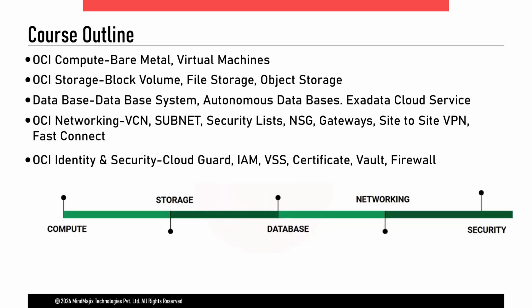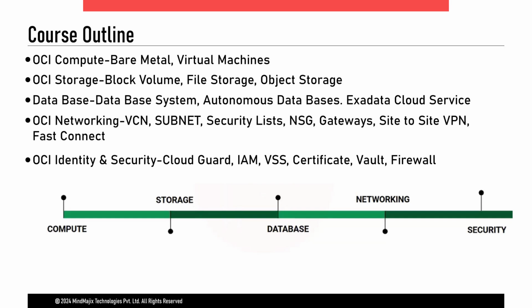So these are the major sections that will be covered. Basically, in Oracle Cloud Platform, we can focus on 5 major sections: first is compute, second is storage services, third is database services, then networking services, and security services. Here I have given the important services and their types.